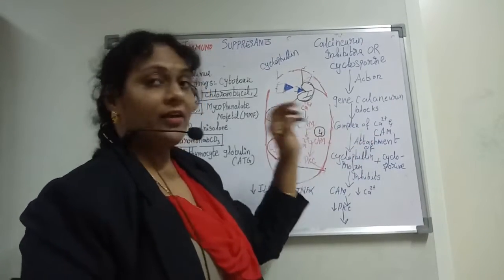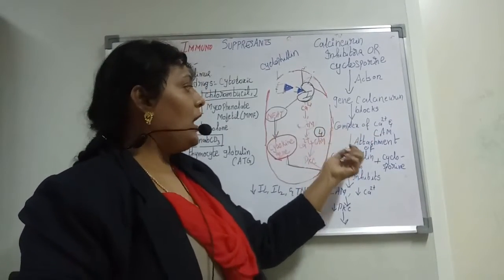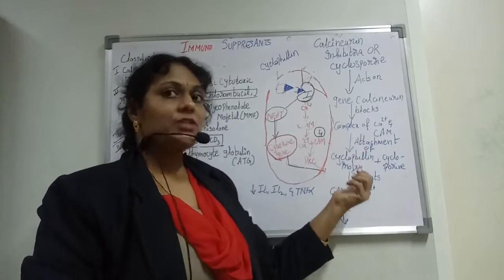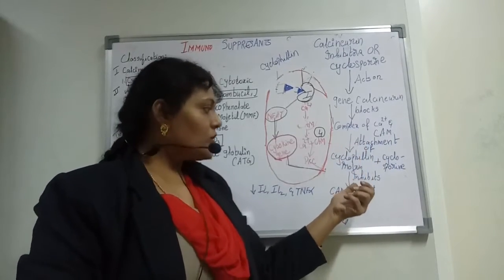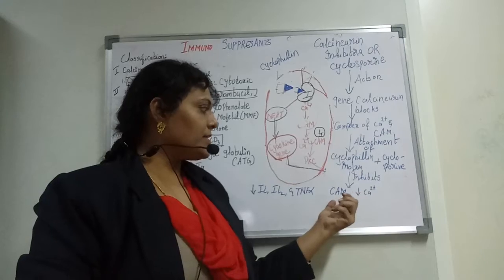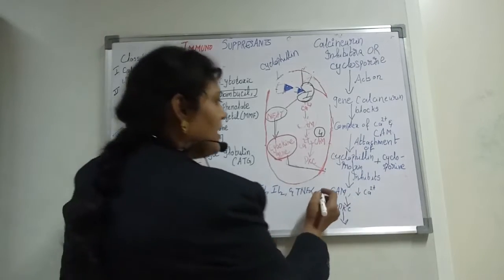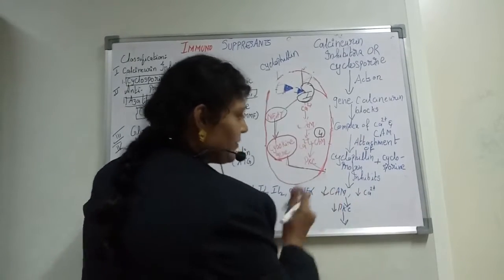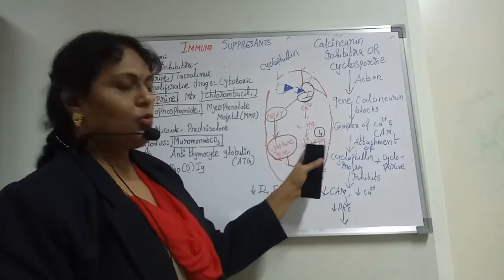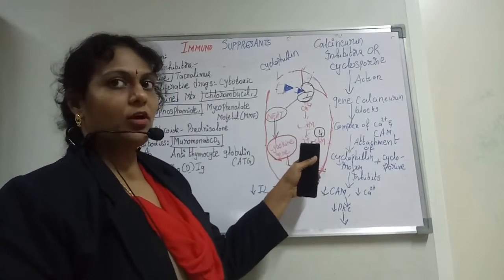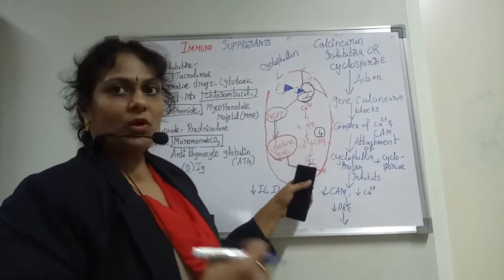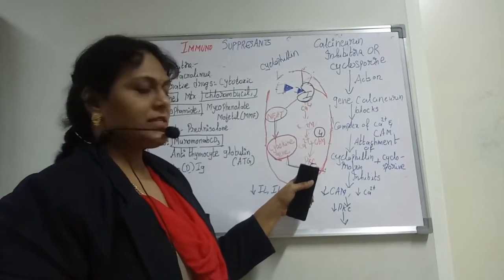And also, sorry, not calmodulin, it is calcineurin. And once this complex has been attached, it has to inhibit something. So what is it inhibiting? It is inhibiting the sources of CAM and also the sources of calcium. And once you understand that these two components are not being formed, the next part, the PKC, is not formed.